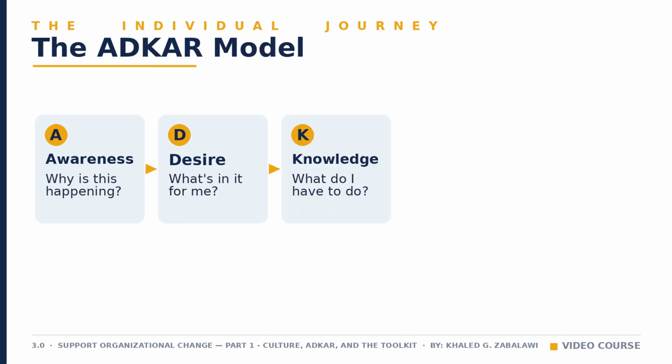The third state is knowledge. Do they know what to do differently? This is where targeted training belongs, but only once awareness and desire are already in place, or the training simply will not land.